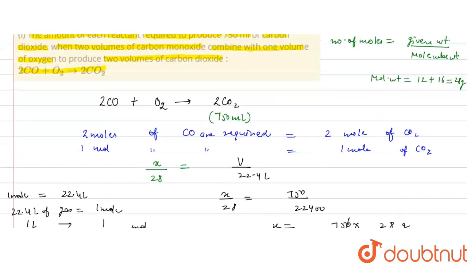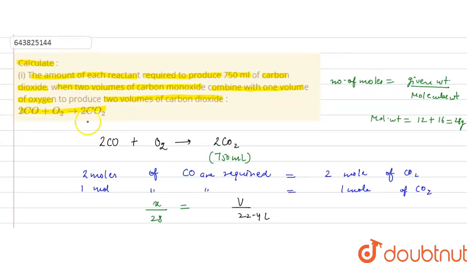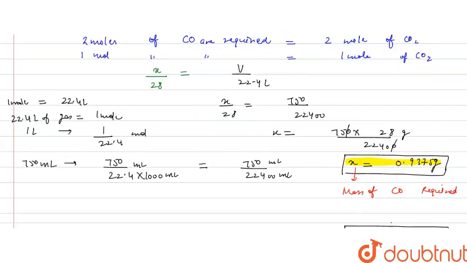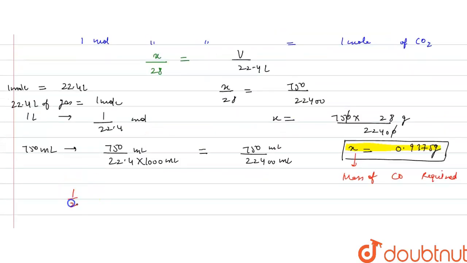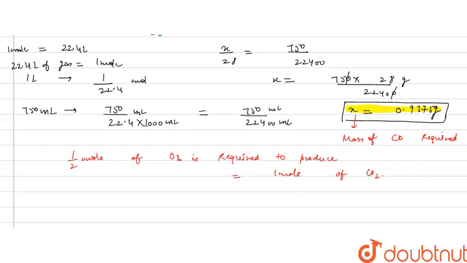So we have calculated this by comparing the stoichiometry, that 2 moles of carbon monoxide are required for 2 moles of carbon dioxide. Now to calculate the amount of oxygen required, 1 mole of oxygen is required to produce 2 moles of carbon dioxide, or we can say half mole of oxygen is required to produce 1 mole of carbon dioxide.